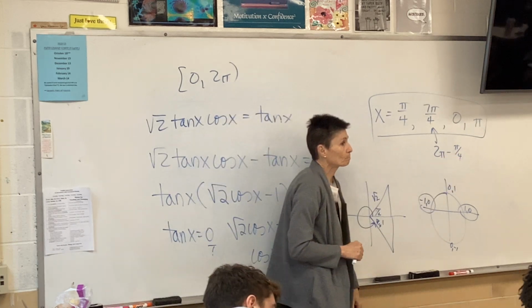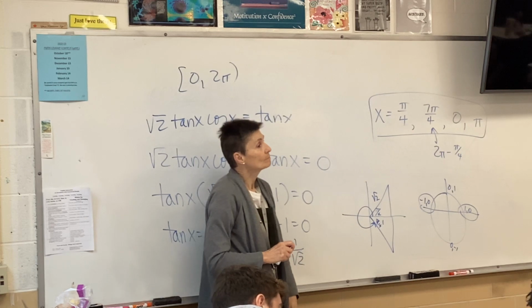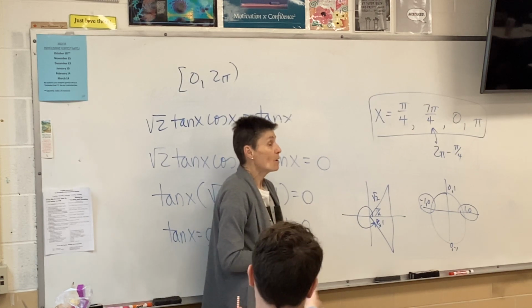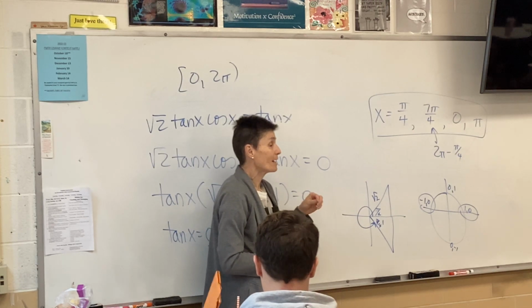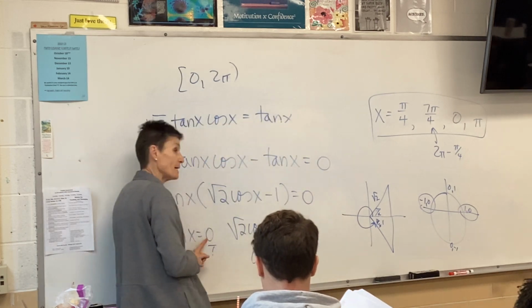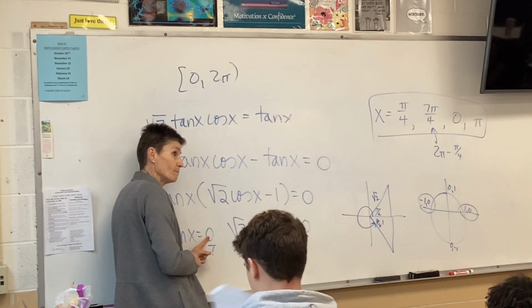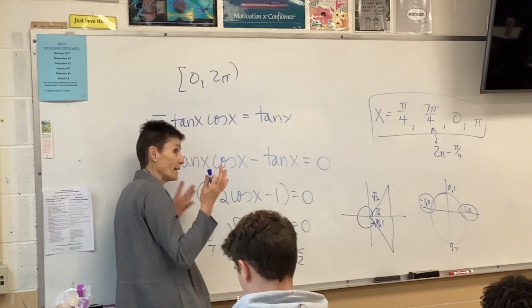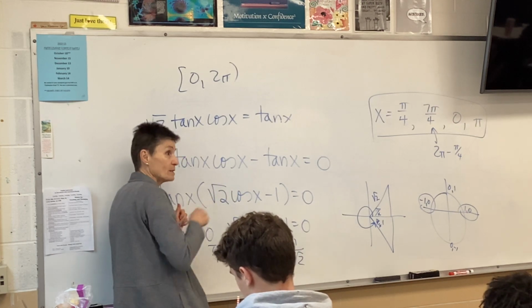Is it every time there's a tangent, you have to draw a circle? No, you have to draw it when you can't make a triangle, and you can't make a triangle with a side of 0. If this had been 2 over 1, I'd have been fine. I can make a triangle on the side of 1.